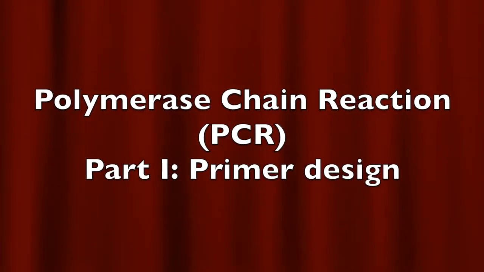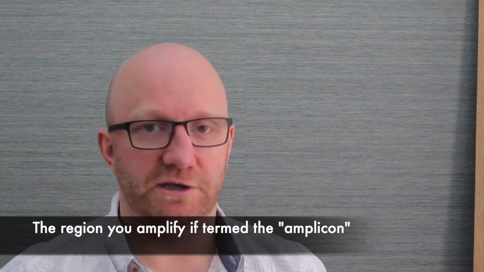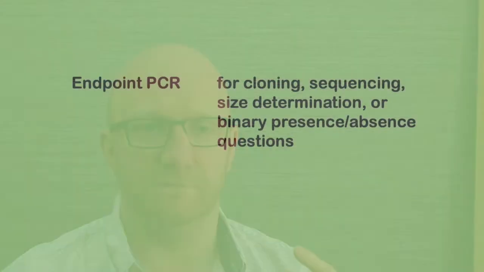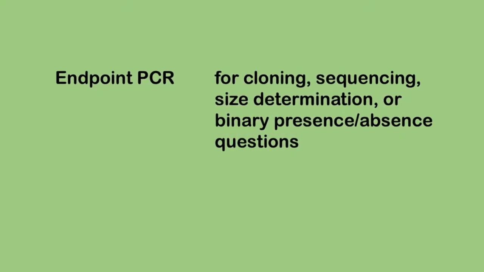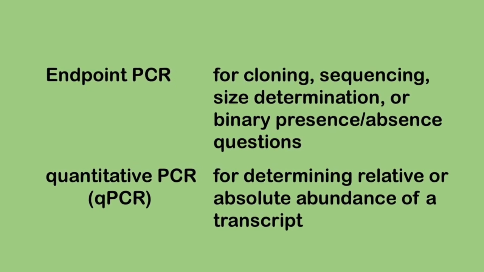With your cDNA prepared, or with DNA that you've isolated from cells or tissue, your next stage is to amplify specific regions of that DNA using what's called the polymerase chain reaction. You can classify PCR in two different types: endpoint PCR, where you're looking to clone or sequence or determine the different splice isoforms produced, or quantitative PCR, where you're determining how much of a specific stretch of DNA is present in your sample. The central principle of both types is the same.